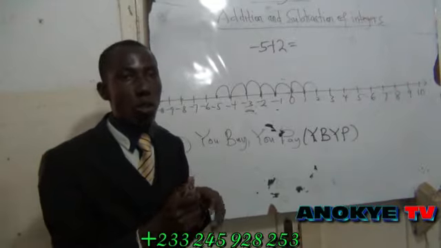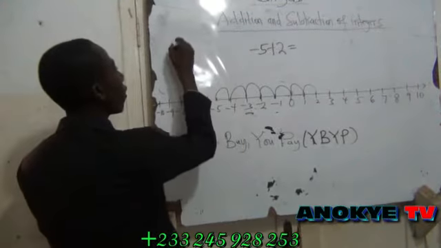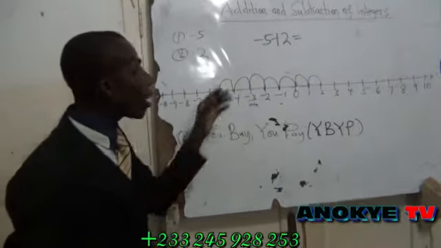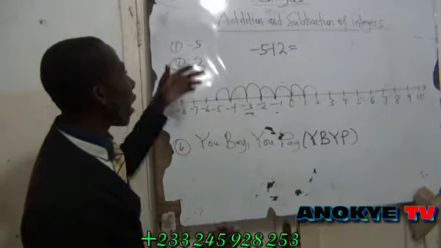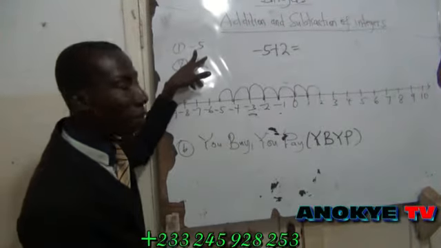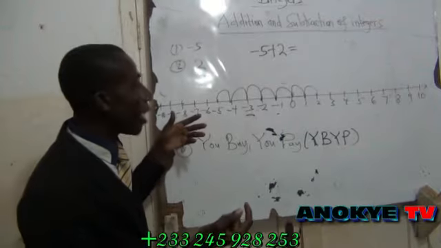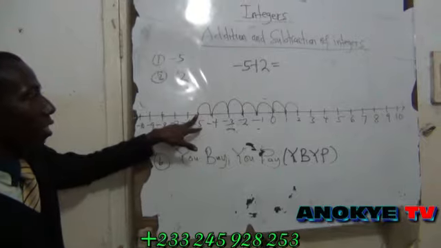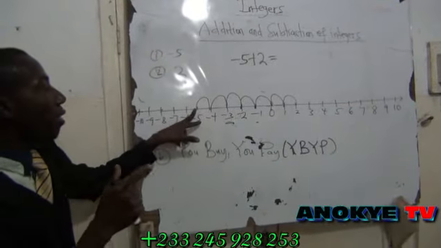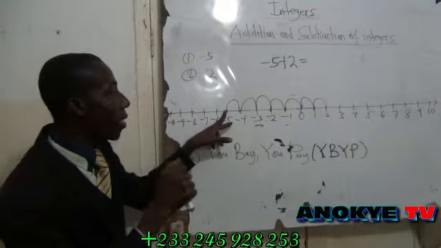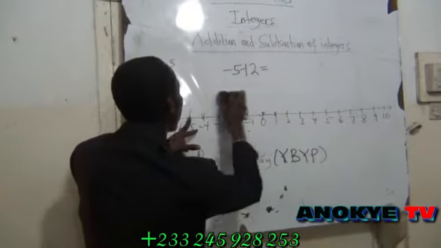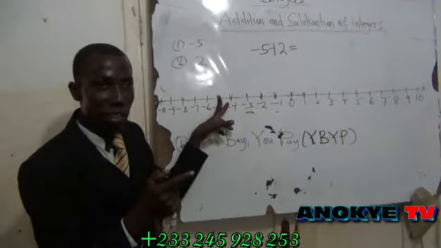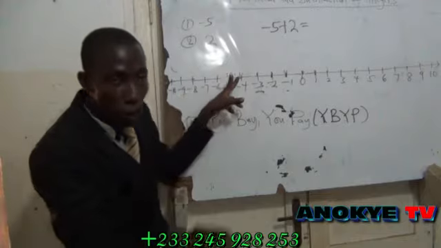Break the numbers into 2. I have negative 5, then I have 2. Stand on any of them. You can choose to stand on 5. You can choose to stand on negative 5. You can choose to stand on 2. Now, let me stand on the first one, which is negative 5. It's here. Now, if the second number is positive, move to the right. If the second number is negative, move to the left.